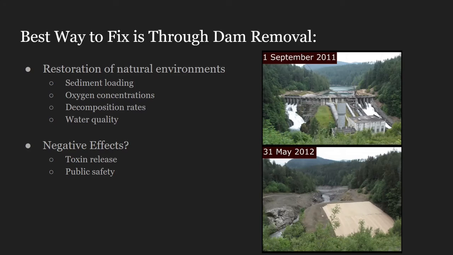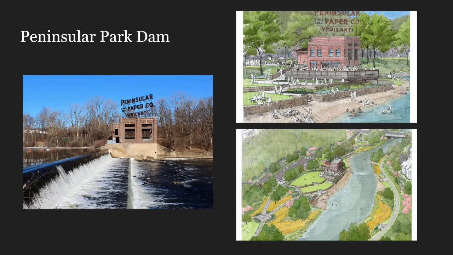However, the effects of removal can also hinder surrounding environments by releasing the toxic sediments to the environment and also affecting people and organisms downstream through increased water flows that could cause flooding. Though I must note that the negative effects are usually mitigated prior to dam removal and are usually temporary, while benefits are long-term. This picture on the right is of the Elwha River in Washington before and after a dam was removed.